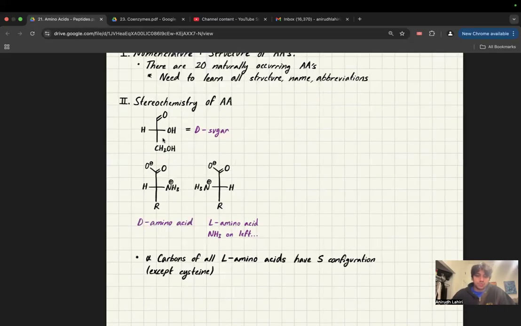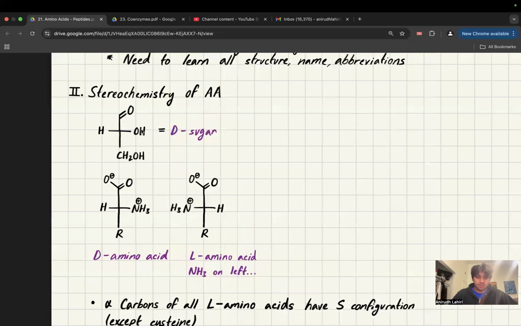But anyway, stereochemistry of amino acids. A D sugar is when we have this OH on the right side. A D amino acid is when we have the NH3 on the right side, an L amino acid, NH3 on the left side, right? So this is the Fischer projection.